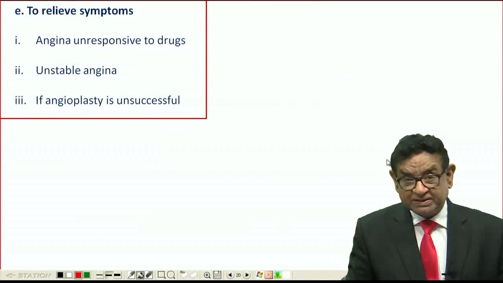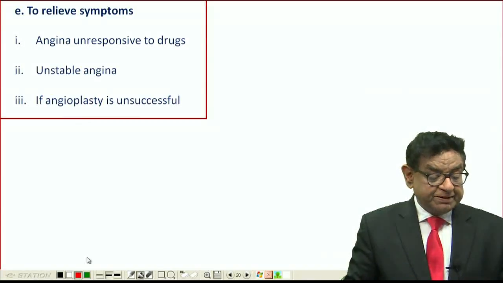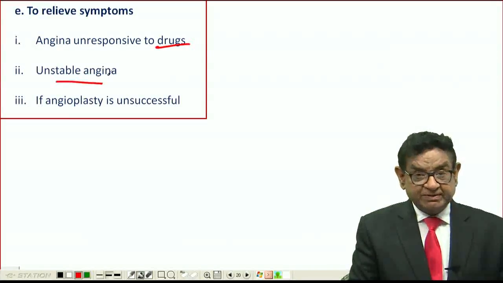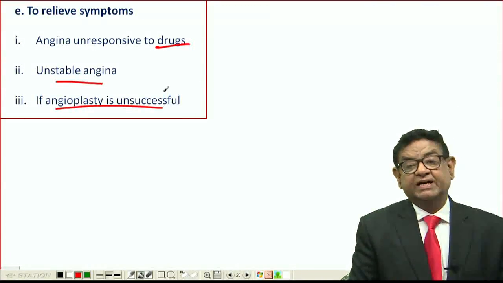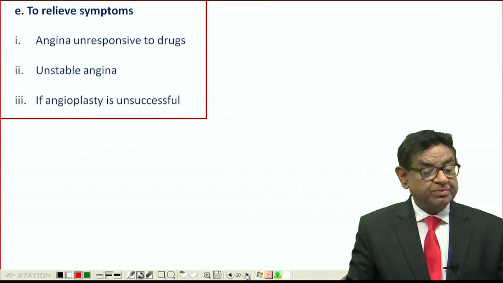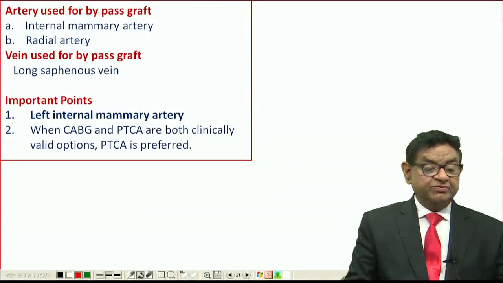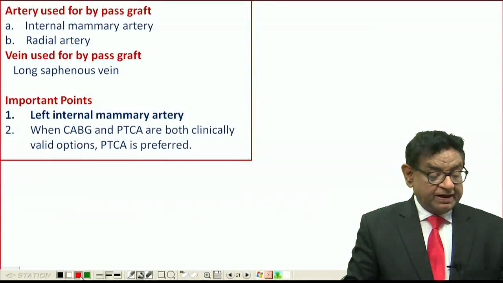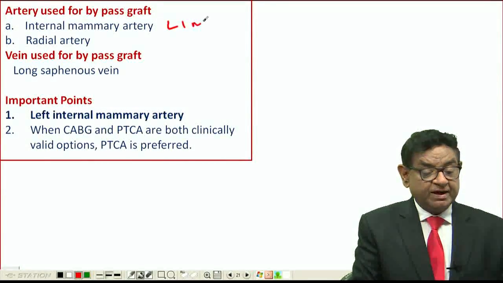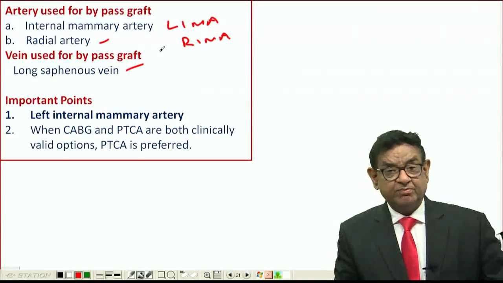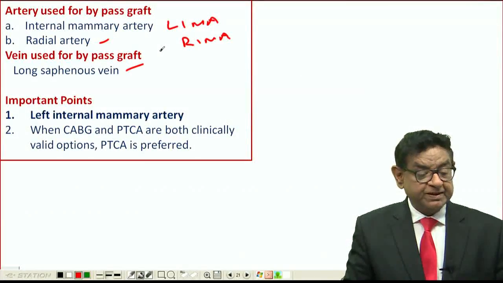Now, we also do bypass surgery to relieve symptoms. That means we have a patient with angina not responding to drugs. We have unstable angina. If angioplasty is unsuccessful, in such cases we can think of doing coronary artery bypass. Which artery do we use? We use the internal mammary artery. The left is better. Left internal mammary artery, right internal mammary artery, radial artery, and we also use venous grafts in the form of the long saphenous vein.